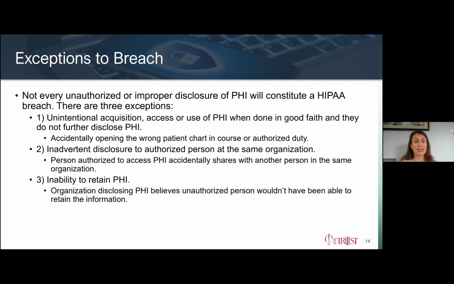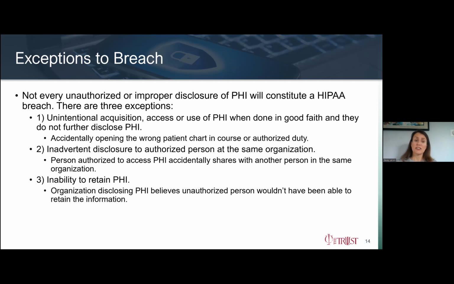So accidentally, she does it in the course of her duties, accidentally sees that Britney Spears is a patient, but then goes home and says, guess who's a patient? Like gossiping, that would also be considered a breach and not covered by that unintentional acquisition, because in that instance, they're gossiping, they're further disclosing protected health information.